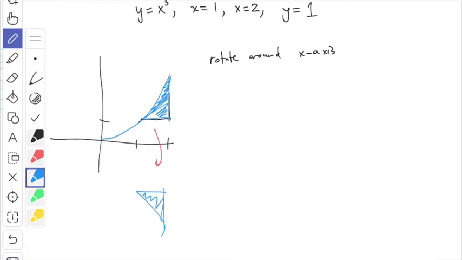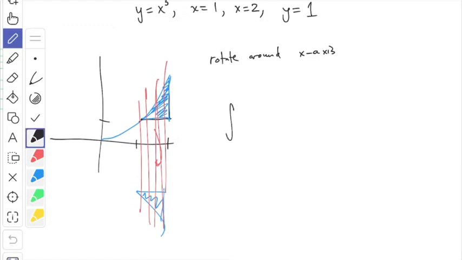All right. And I think we should do the washers this way, and we're going to slice it up sort of like that, right? You slice it in the vertical direction, so my integral is going to be in terms of x, going across from left to right. And I use the washer formula, so it's going to be, would you agree, from x equals 1 to 2, and then it's going to be pi times the outer minus the inner, right?